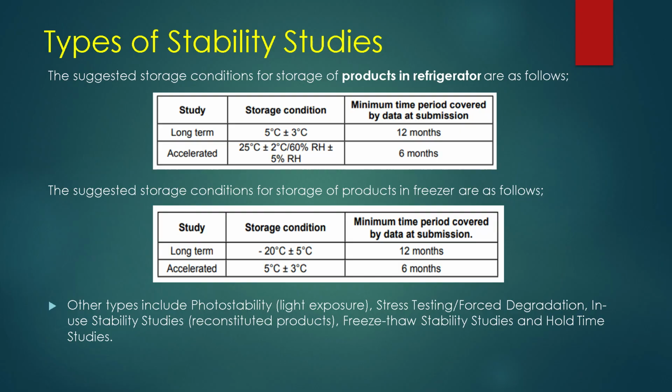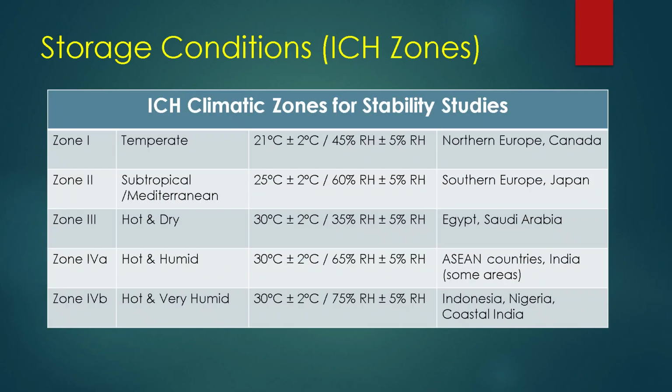and hold time studies. Did you know medicines are tested differently depending on the climate they will be used in? That's where ICH climatic zones come into play. The International Council for Harmonization classifies the world into different climatic zones for stability studies based on temperature and humidity conditions. Zone 1 represents temperate regions.